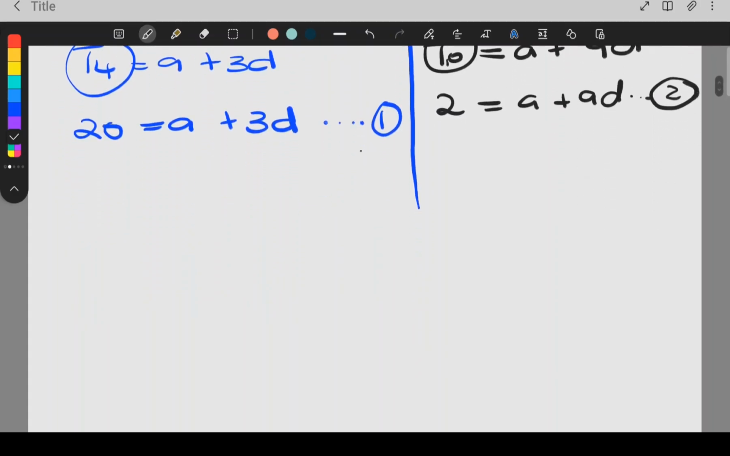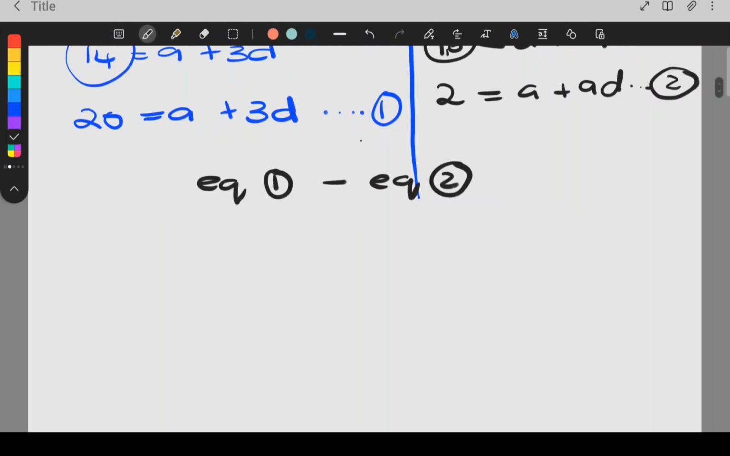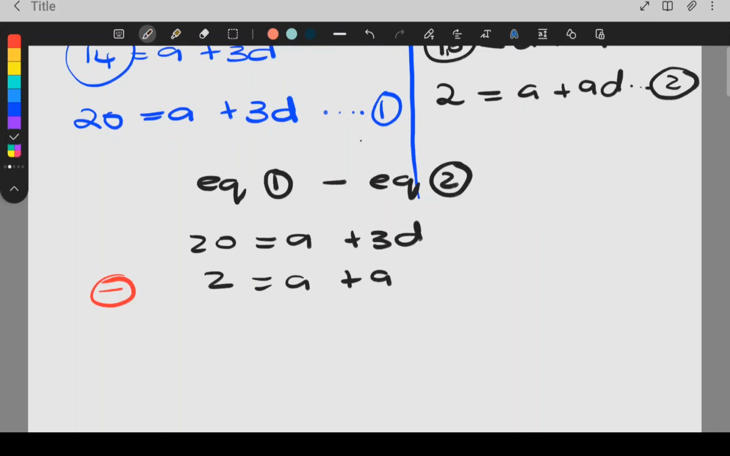So I'm going to subtract the two equations. So I'm going to say, let me take equation 1 and minus equation 2. The order doesn't matter. So I'm going to write equation number 1. And I'm going to say minus equation number 2.